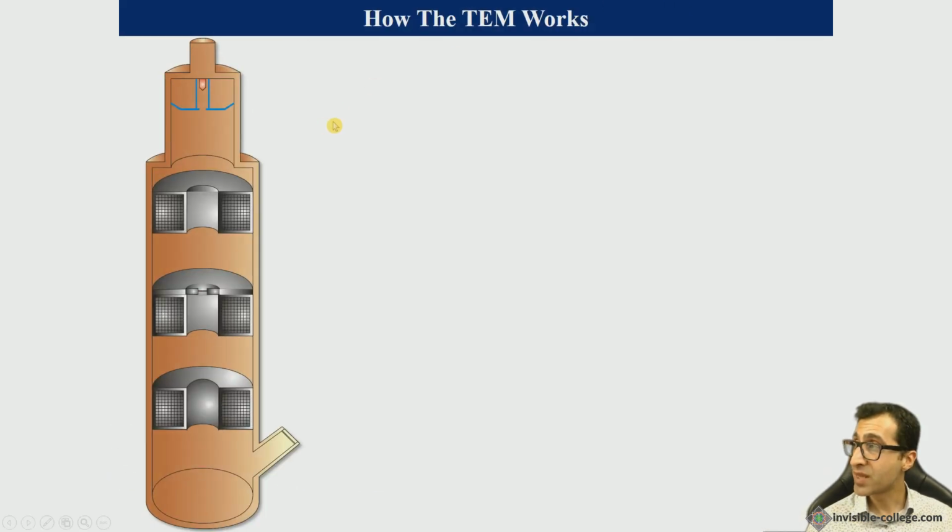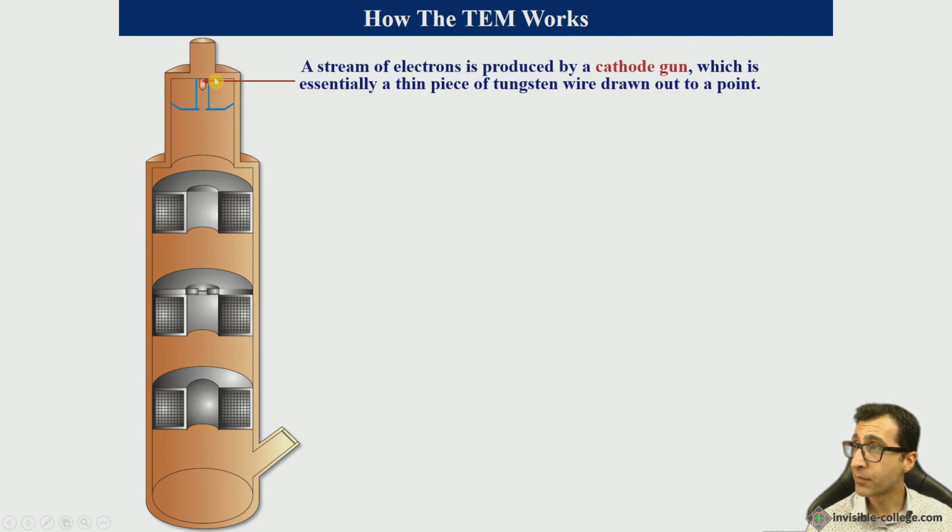So we start with a stream of electrons being produced by this cathode here. The cathode is essentially a very thin piece of tungsten wire through which an electrical current is being drawn, and this is drawn to a point. This produces a cloud of electrons which are being emitted by the tungsten wire.